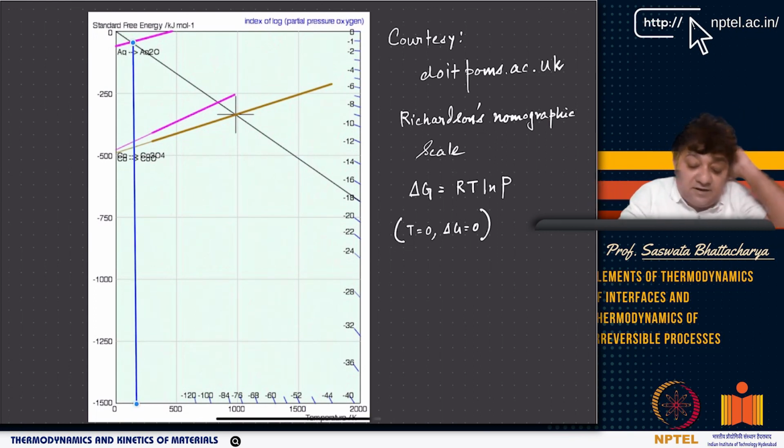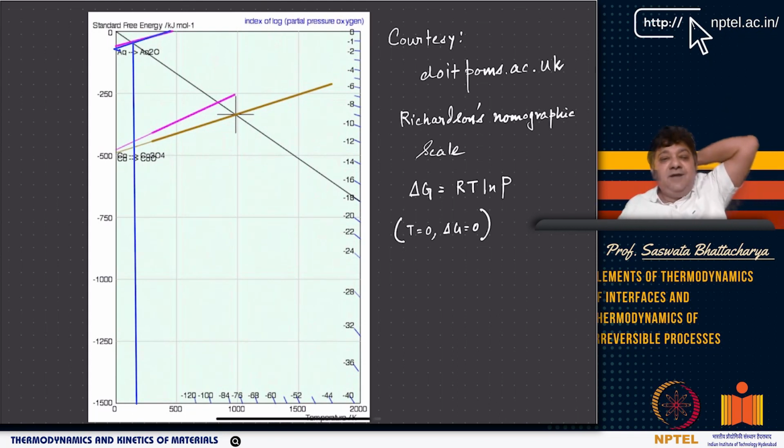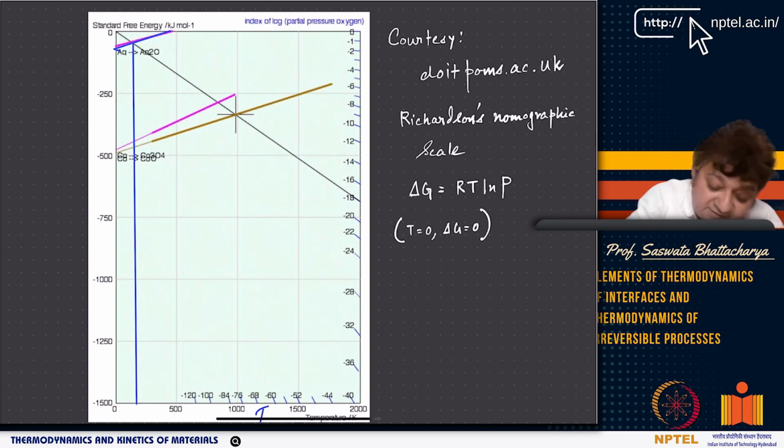Now, if you look at the curve Ag to Ag2O, silver oxide, again it has a positive slope. Why? Because delta S naught is negative, and minus delta S naught is the slope of delta G. Basically, you are looking at del G del T. The x-axis is temperature, and here you have delta G.